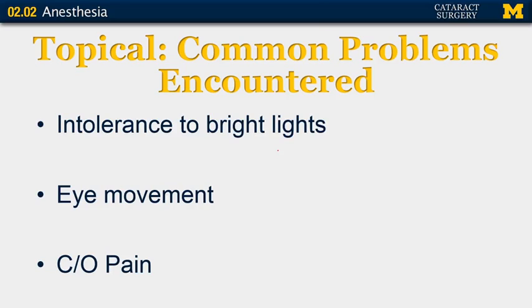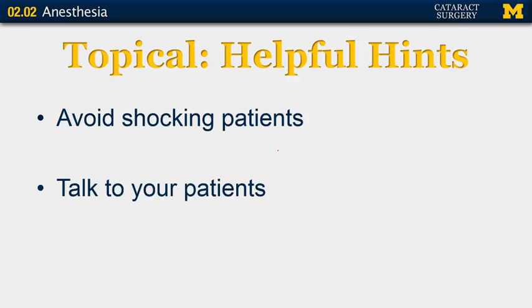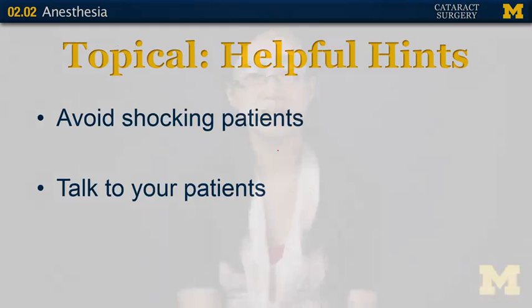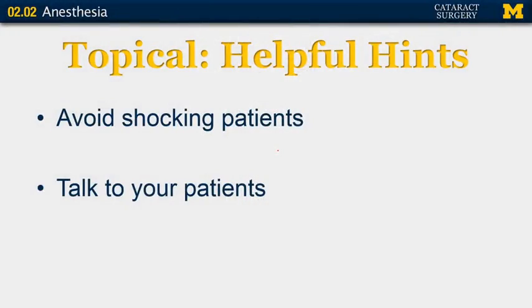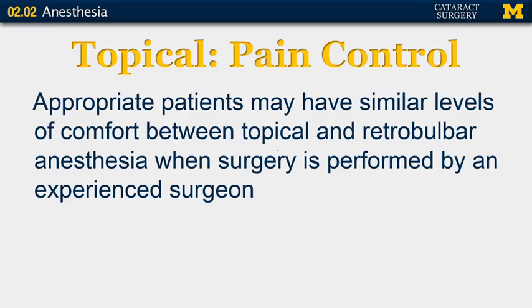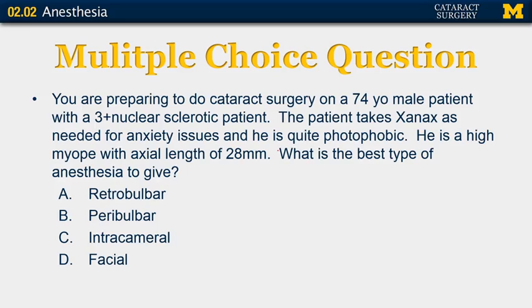Some commonly encountered problems when using topical anesthesia are patients may have an intolerance to the bright lights, they may still move their eye about, and they may complain of pain. Some helpful hints as you use topical anesthesia: it is good to avoid shocking the patients. So when you turn your microscope light on or before you put lidocaine into the eye, you may want to warn the patient. In addition, talking to your patients can also be a very effective form of pain control. Providing them reassurance can calm their nerves. It is important to remember that appropriate patients may have similar levels of comfort between topical and retrobulbar anesthesia when surgery is performed by an experienced surgeon.